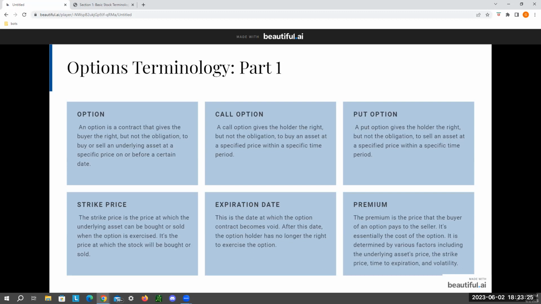Your strike price is what you're purchasing those shares at if you exercise. Exercise means you purchase the 100 shares, once again. So call option, I told you guys, call option up, put option down. It's very simple. The expiration date is where your contract becomes void.